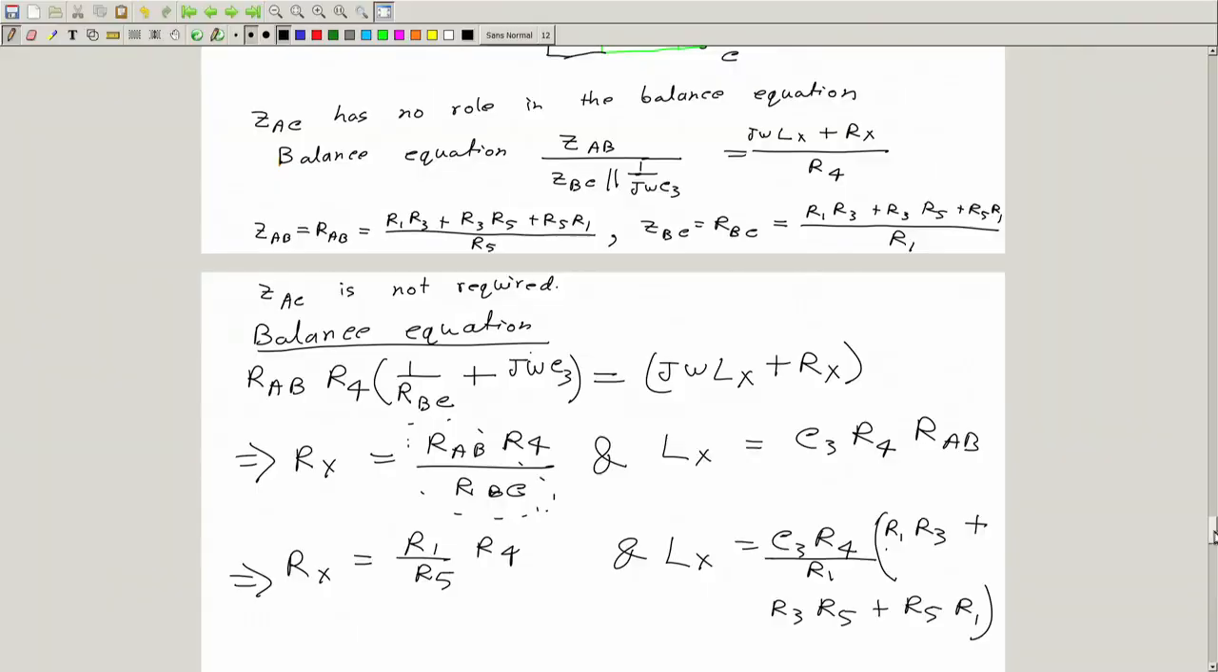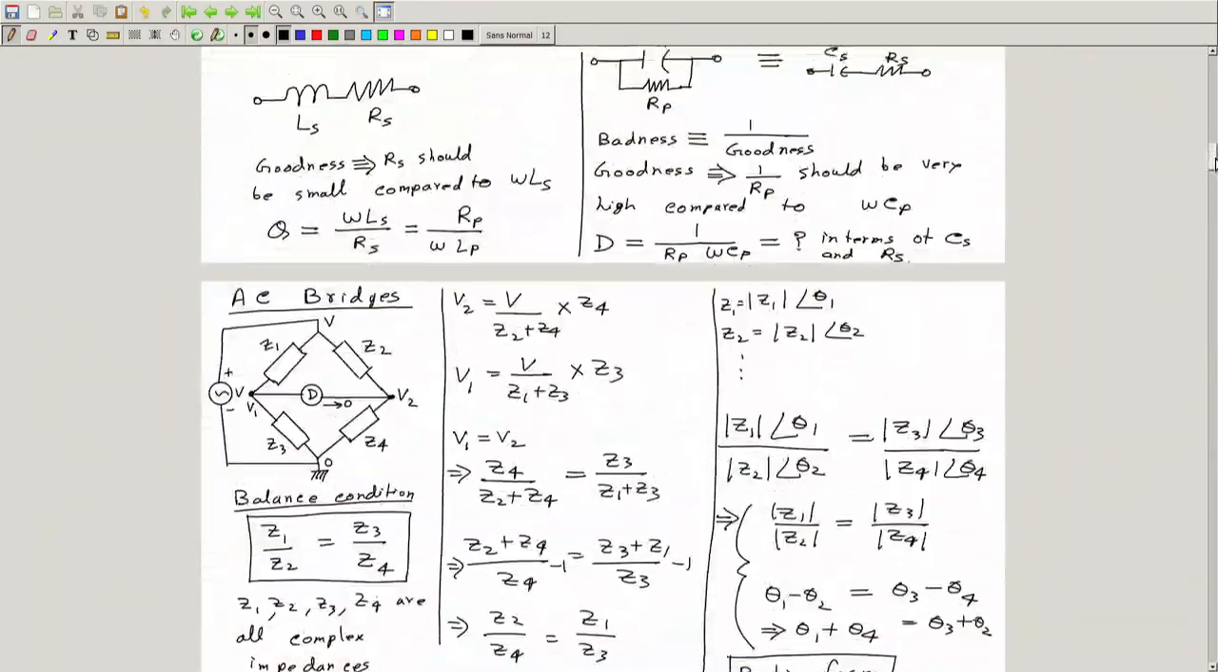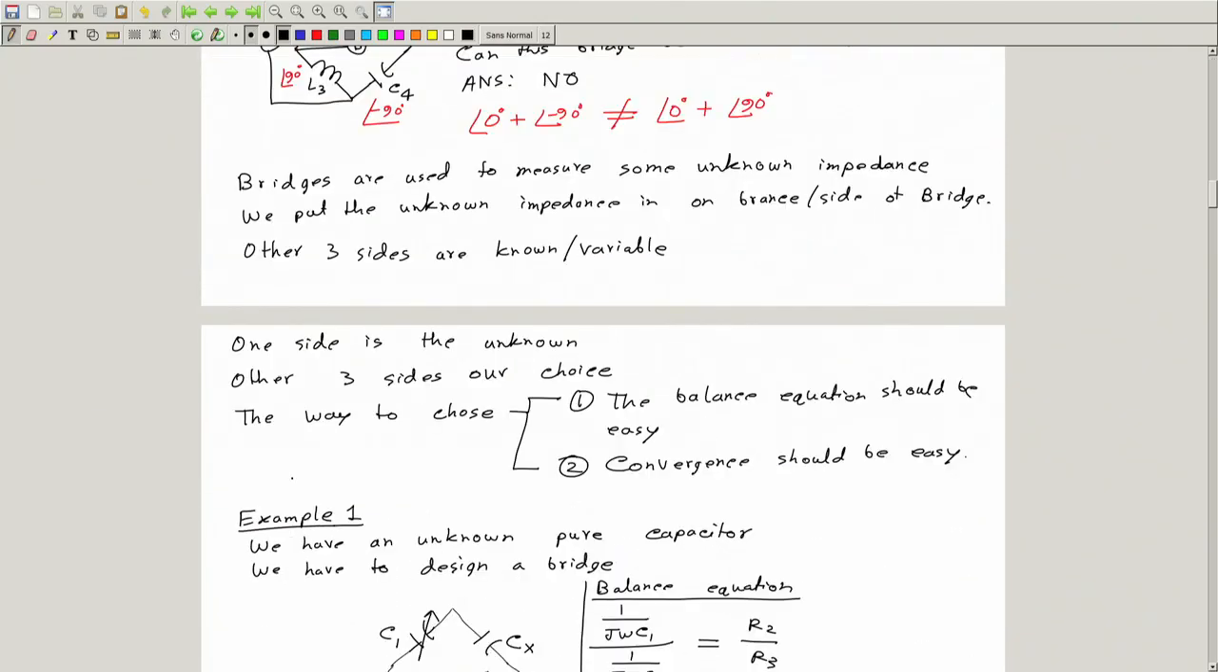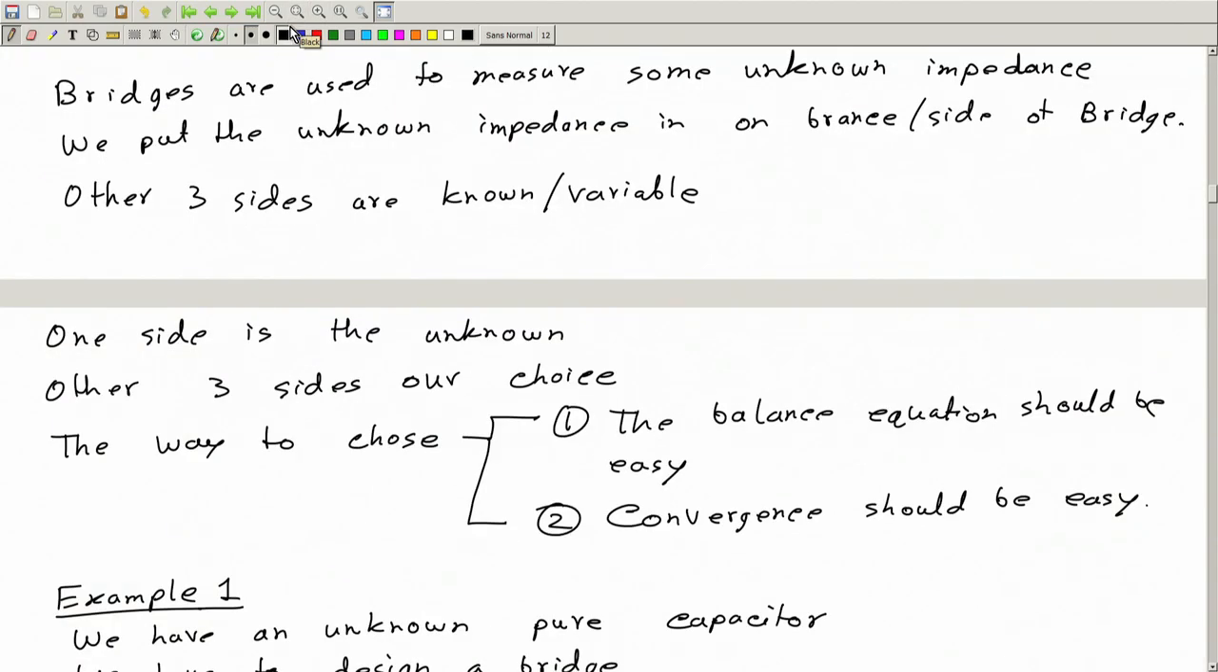If you recall, we said bridges are designed keeping two factors in mind. One, how simple the bridge is, how simple the balance equation is, and factor 2. Let me go back. I wrote this once, the way to choose how to design a bridge. It depends on these two factors: how simple the bridge is, and the factor 2, how easily the bridge will converge.